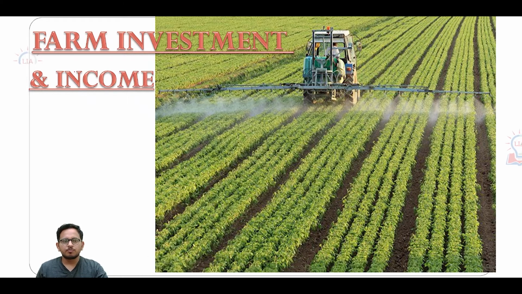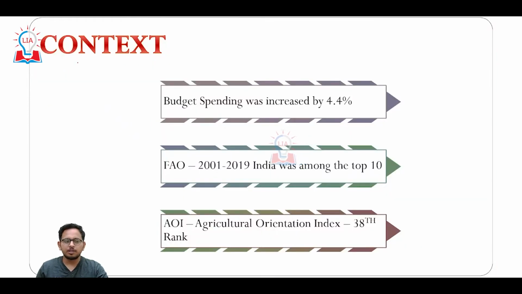In this video, we will see the issue of farm investment and doubling the farmers' income. In today's Hindu newspaper, that is 9th February, there is a detailed article on farmers' subsidies, farmers' investment, how to double the farmers' income, and what the issues with Indian agriculture are. Watch the complete video to get the complete analysis of this article. What is the context? Let's see the context.